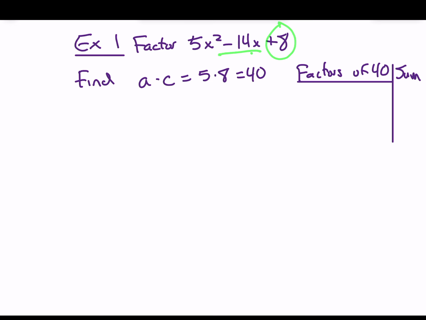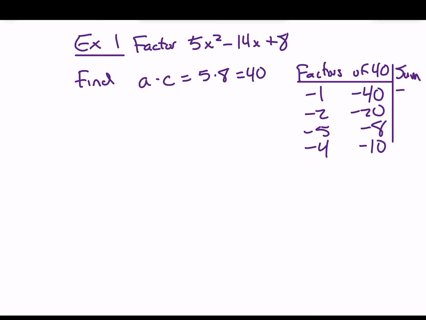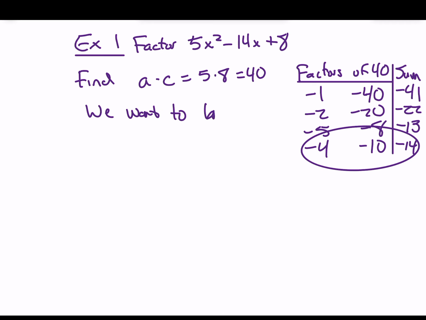Okay, so because c is positive, that means both factors have the same sign. And since b is negative, they're both negative. So we have negative 1 and negative 40. We have negative 2 and negative 20. Negative 5 and negative 8. And negative 4 and negative 10. Okay, negative 1 plus negative 40 is negative 41. Negative 2 plus negative 20 is negative 22. Negative 5 plus negative 8 is negative 13. And negative 4 plus negative 10 is negative 14. So which pair do we want? Well, we want negative 14.